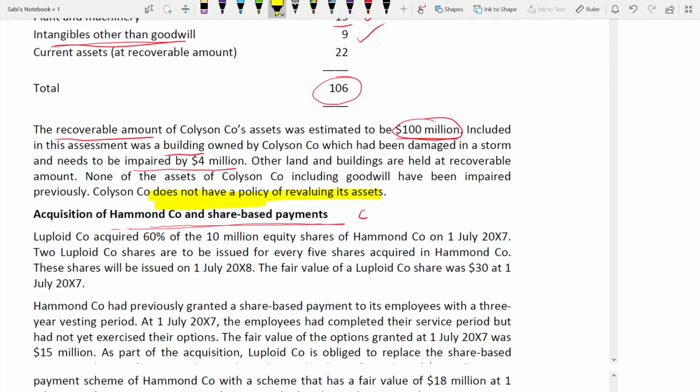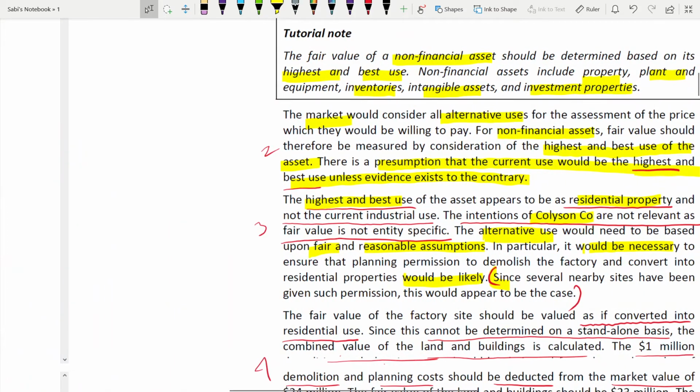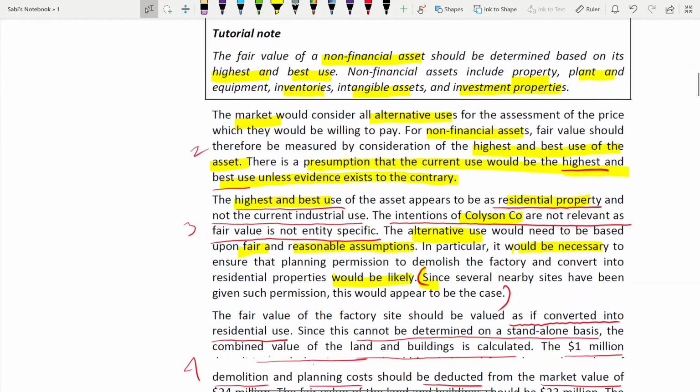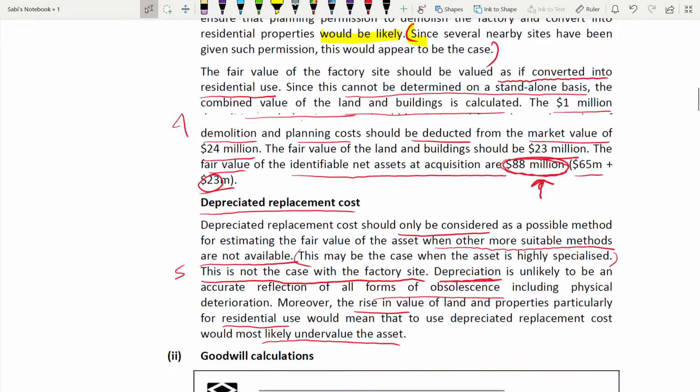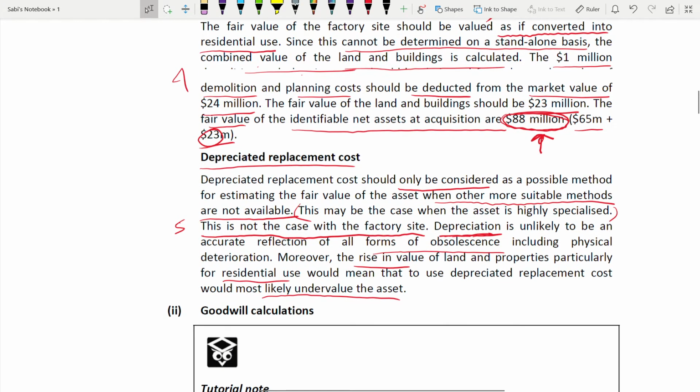No, everything is important. They talk about some statement, their policies, it's important. Policies is very important. So this will tell you where your amount will go, in which place. If there's a revaluation, it will go to some other place. If there's no revaluation, it will go to profit and loss. That's why they have given it.